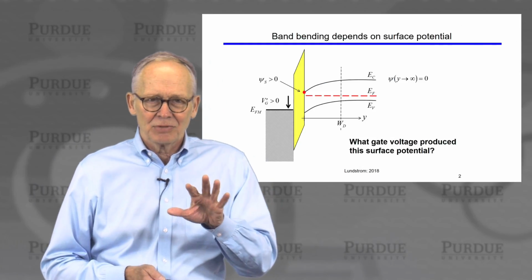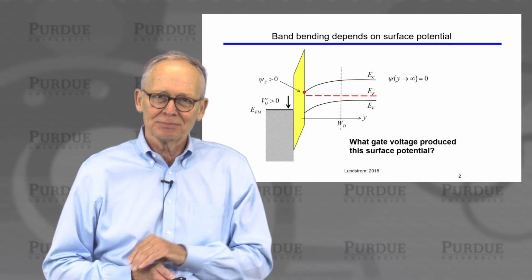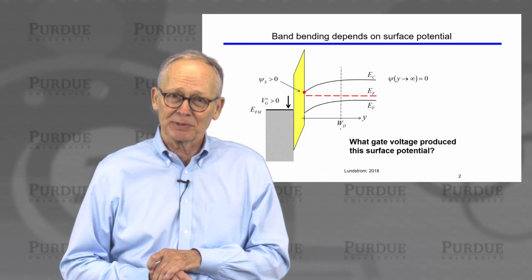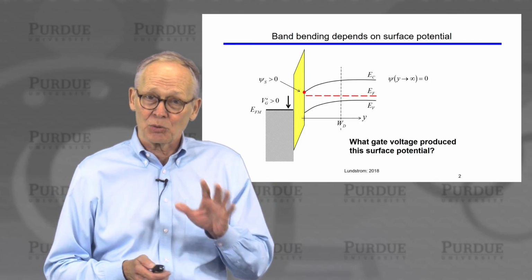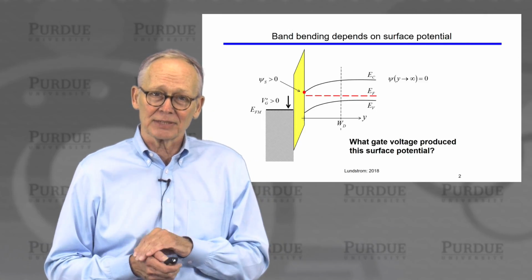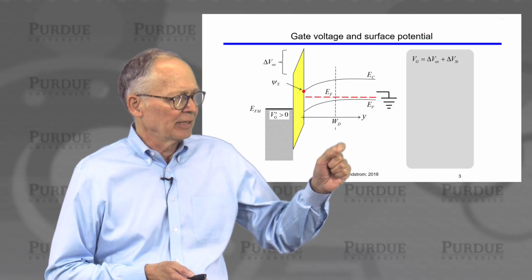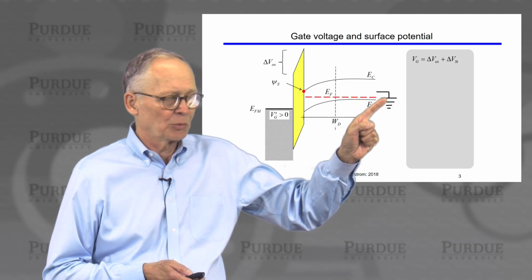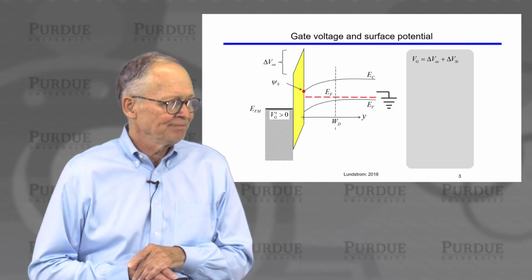Just to remind you, all of the band bending, everything that happens in the semiconductor, depends on what the surface potential is. Positive, negative, flat band, whatever it is. But the question now is, what gate voltage produced this specific surface potential? To get a handle on that, we will assume again that the back of the wafer is grounded. That's our reference 0 voltage.